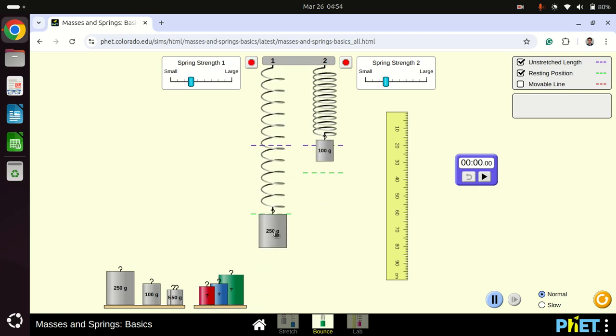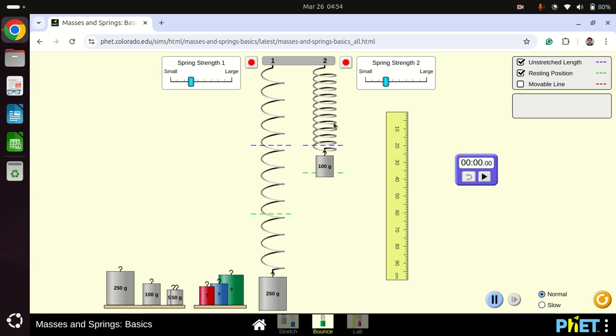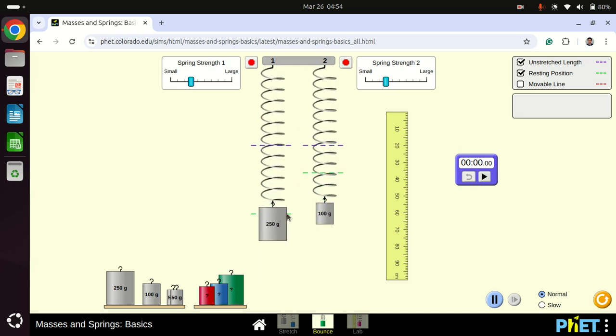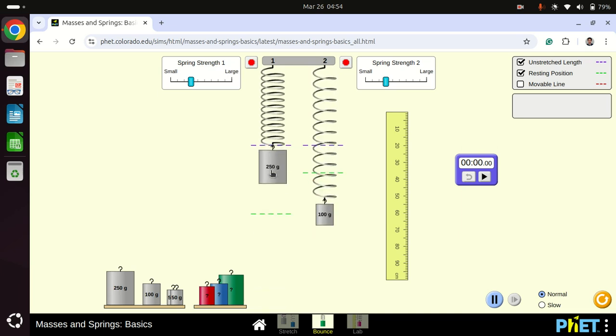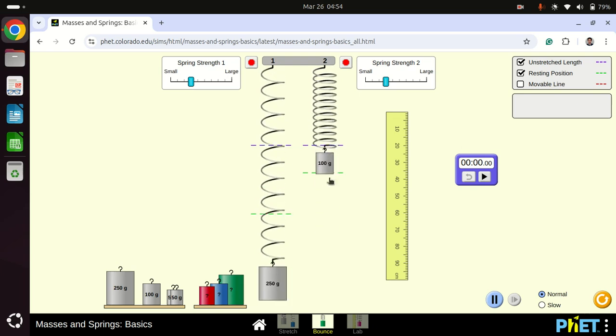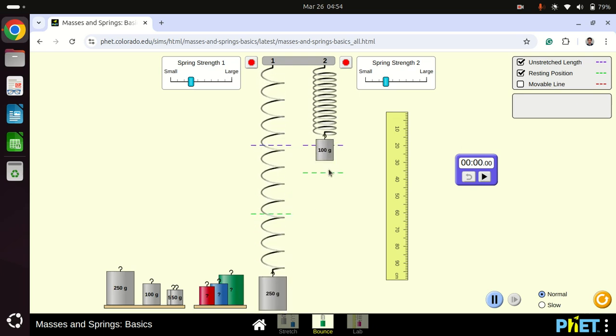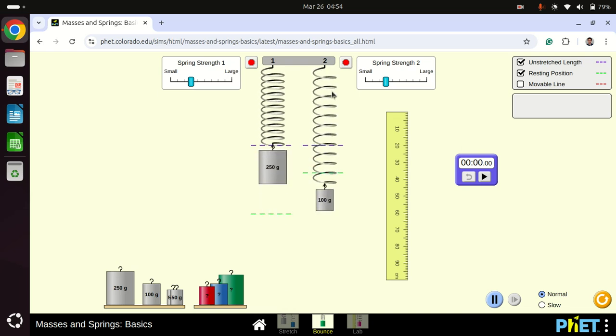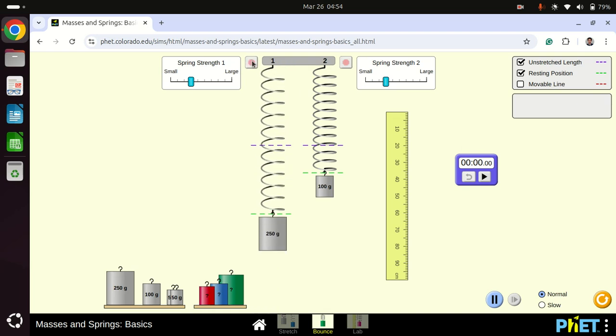Now you can see here, at this point both springs have the same spring constant, but because the larger mass is attached to the first spring, it is oscillating with more amplitude, and this spring is attached with a lesser mass, so this has less amplitude of the oscillation. Now if we stop this, you can see this displacement is more if the mass attached is more, and this is obvious, we can see.